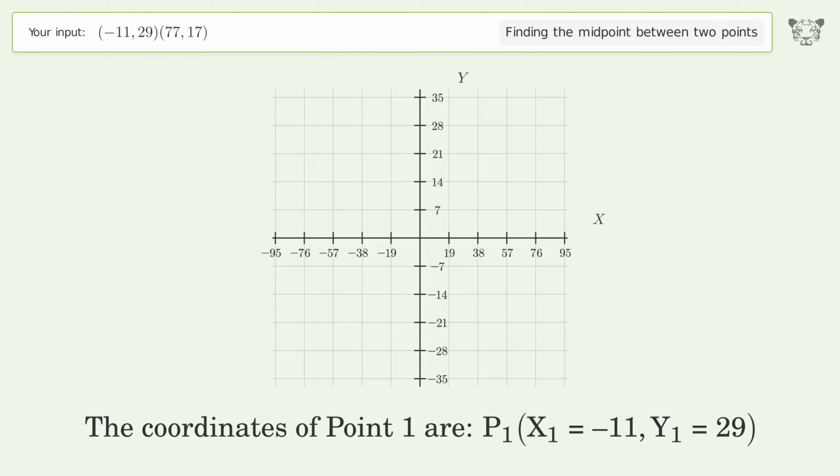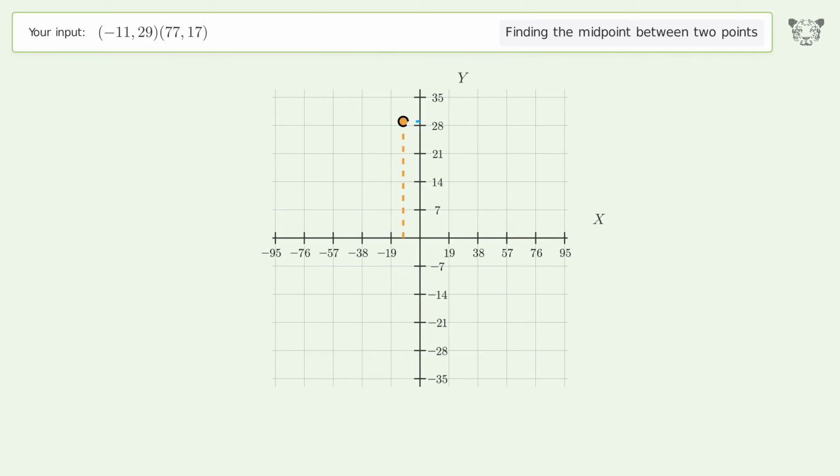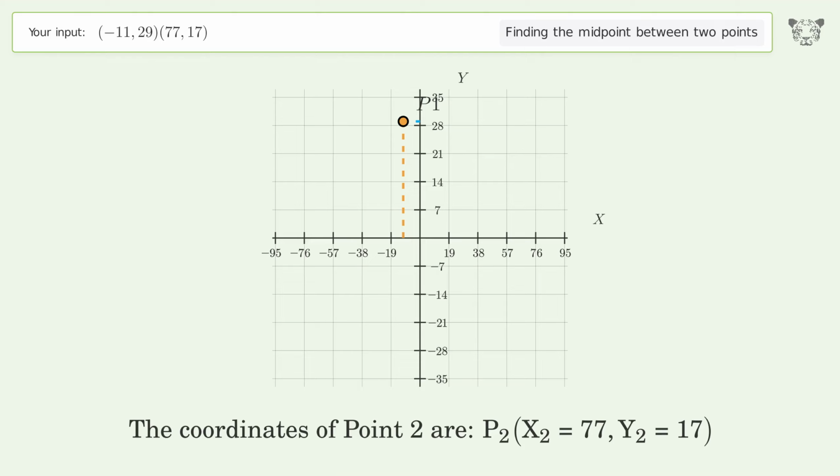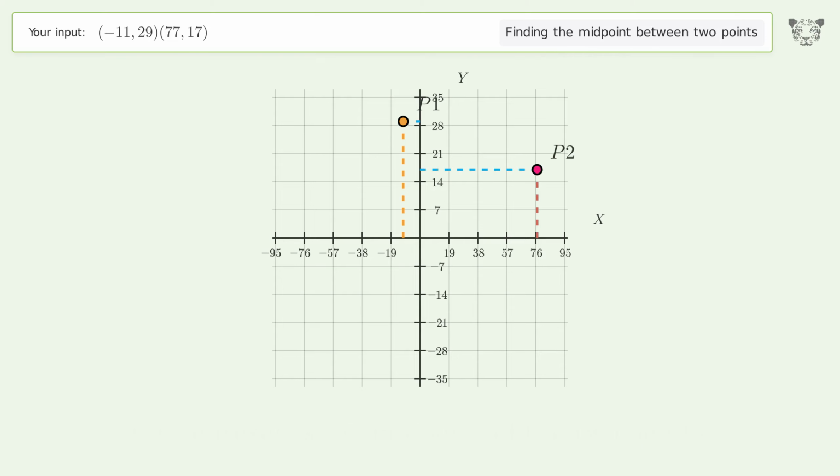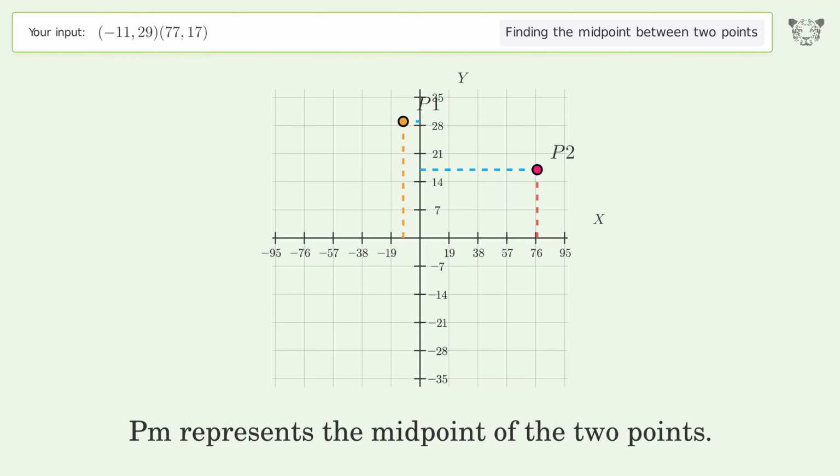The coordinates of point 1 are x1 equals -11, y1 equals 29. The coordinates of point 2 are x2 equals 77, y2 equals 17. PM represents the midpoint of the 2 points.